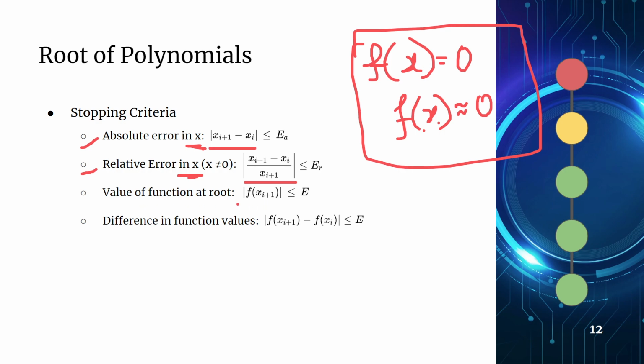Well, over here is actually what we are trying to get. We want the value of f of x plus 1 to be 0, and hence the value of it as less as possible is acceptable. Or we can also find the difference of the successive guesses. Well, it is actually related to why we are using the previous two.